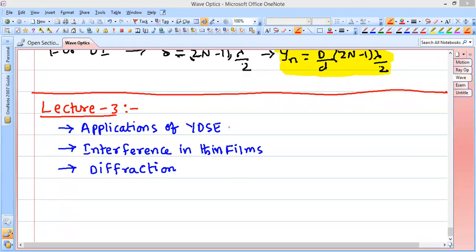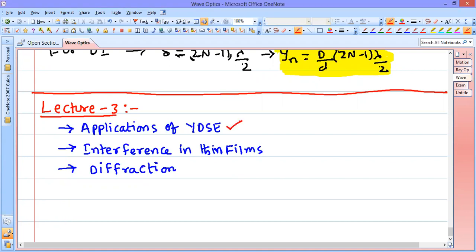Today's class, we are going to discuss the applications of YDSE and interference in thin films and diffraction. Tomorrow will be numericals on YDSE and numericals on thin films and polarization. Mostly by tomorrow we'll complete the synopsis.